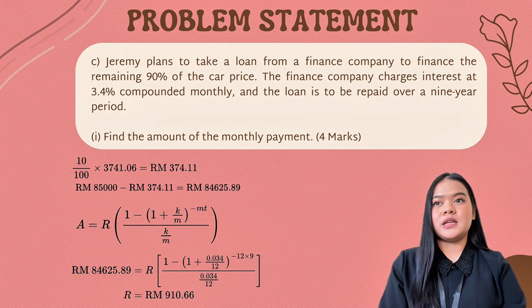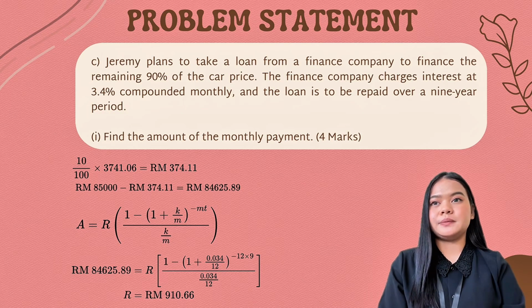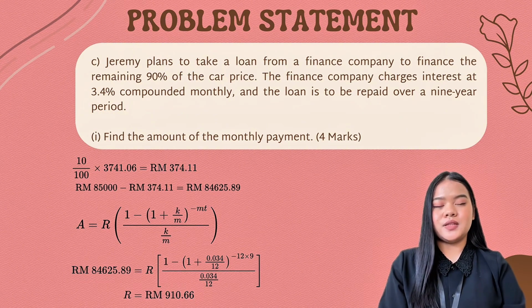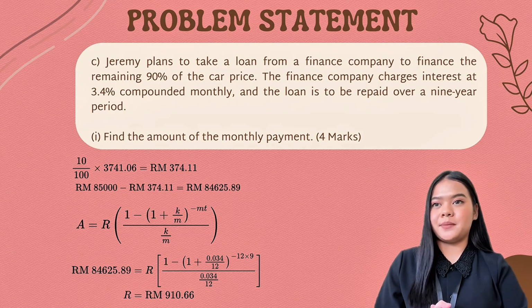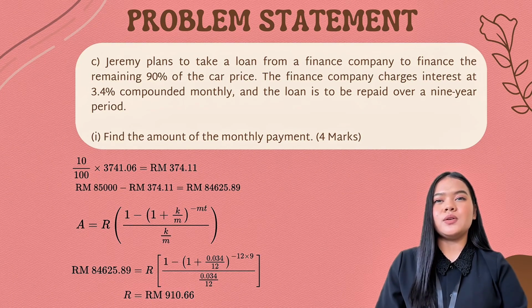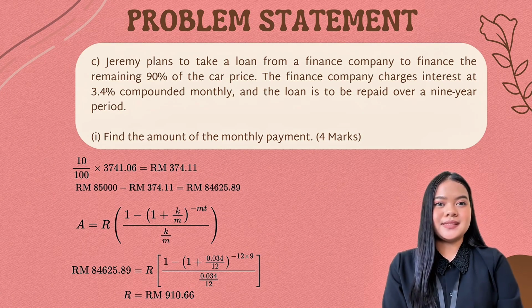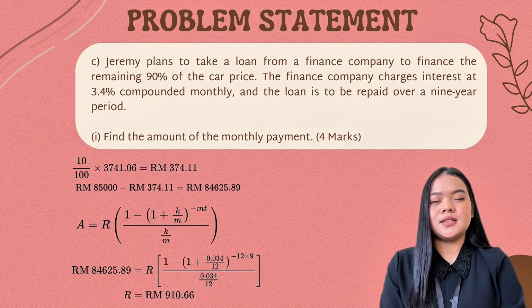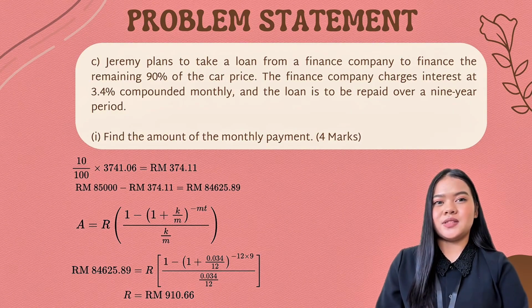The finance company chooses interest of 3.4% compounded monthly, and the loan is to be repaid over a 9-year period. Find the amount of the monthly payment. To calculate the monthly payment, first, we need to determine the net present value used in the annuity formula. The first step is to calculate the principal amount. We need to find the remaining balance after deducting the down payment. The down payment is 8,500.